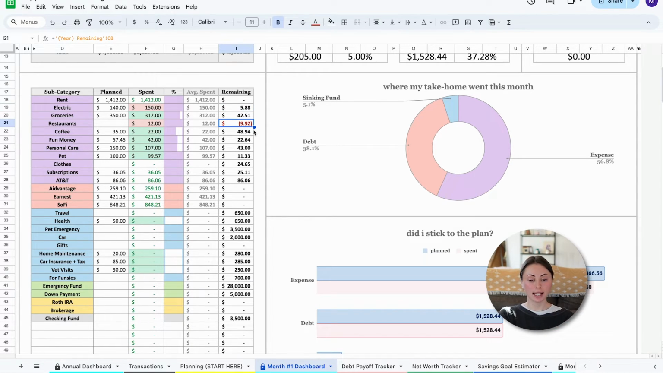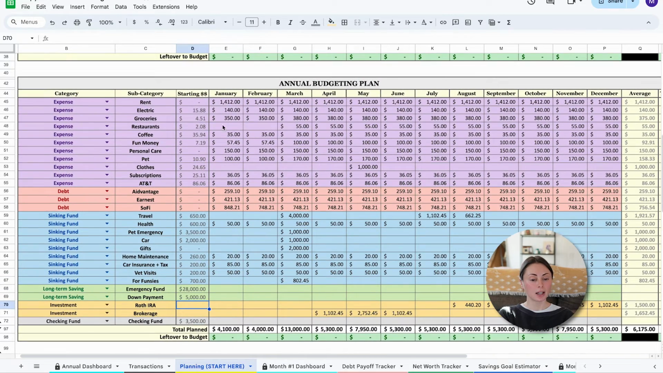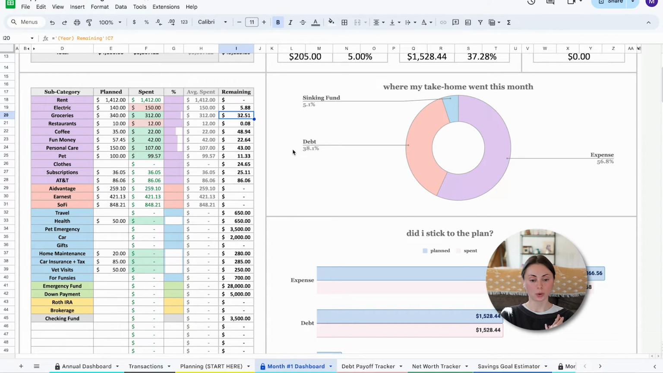However, my restaurants is at negative $9.92, and I would actually prefer to make this positive. I have a decent buffer in my groceries. I'm gonna take $10 away from my groceries and add that into my restaurants. Now I don't have any negative categories, and I was able to use the savings I did in my groceries to pay off my restaurants. It's totally optional to do that. Sometimes I leave it negative and just make up for it the next month.